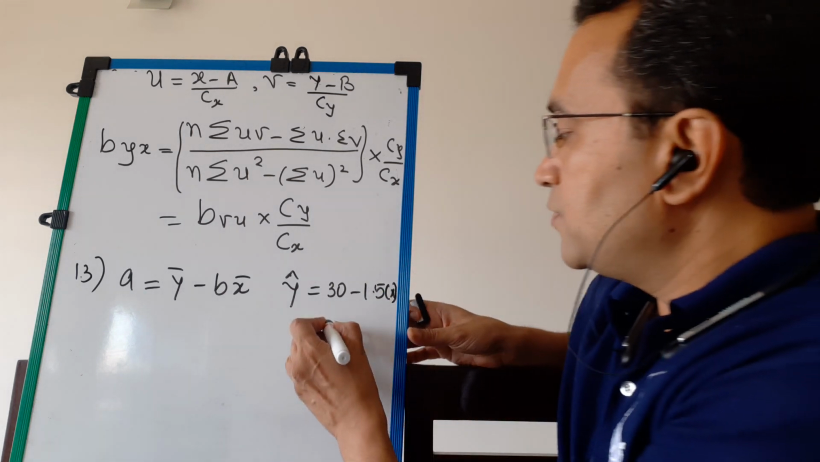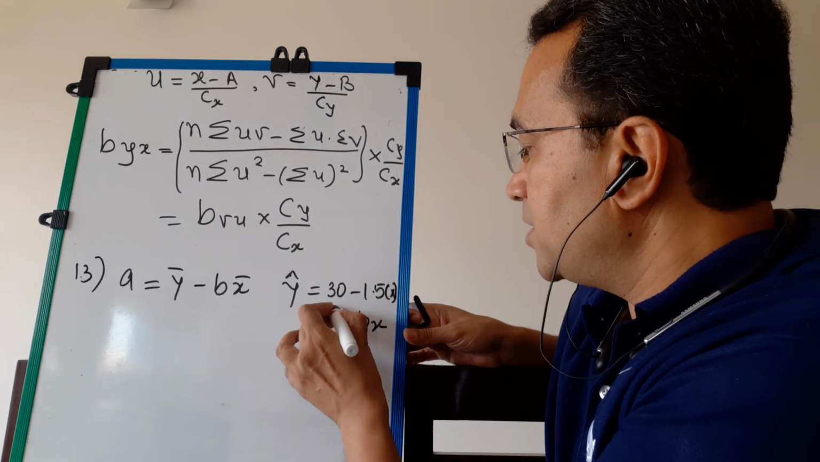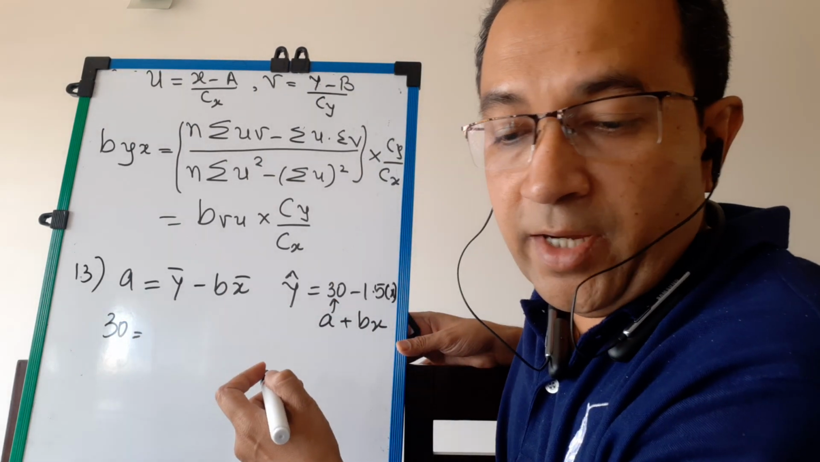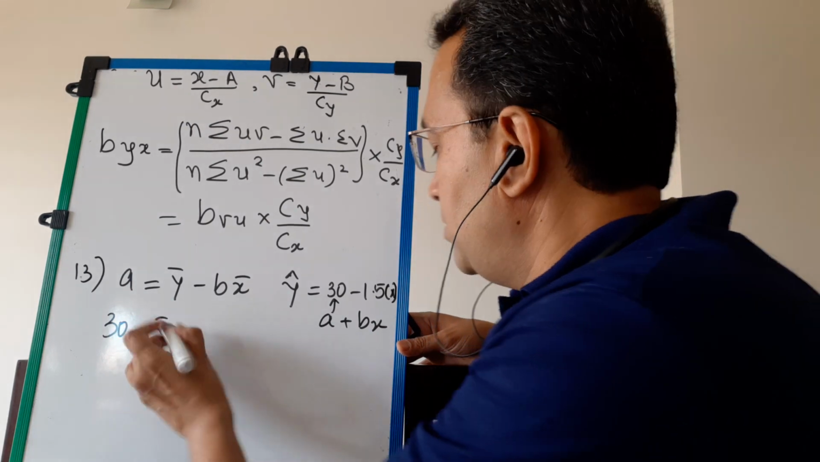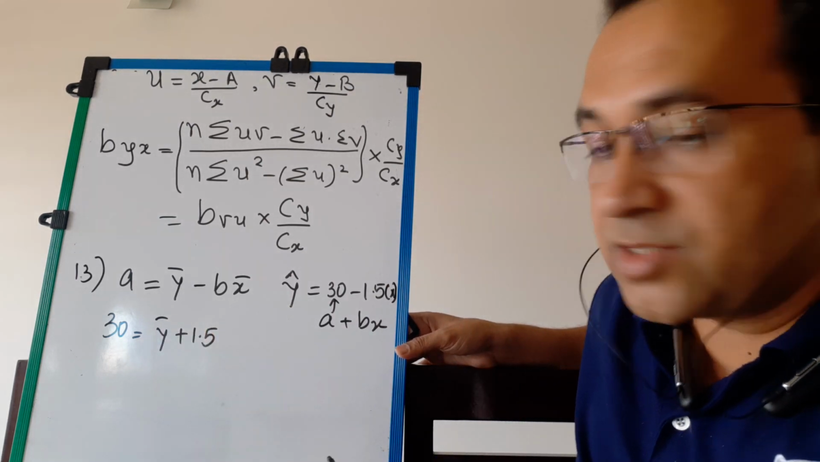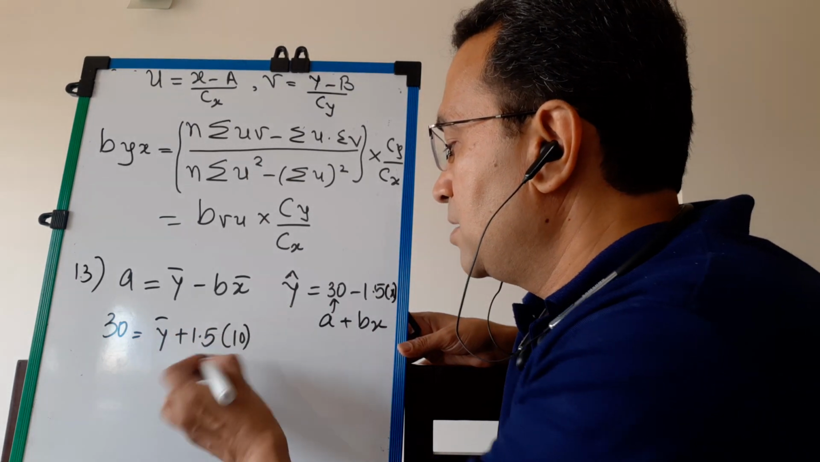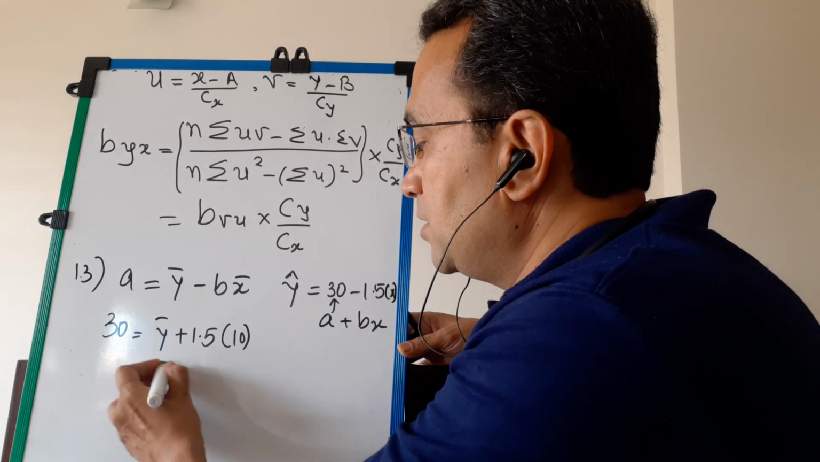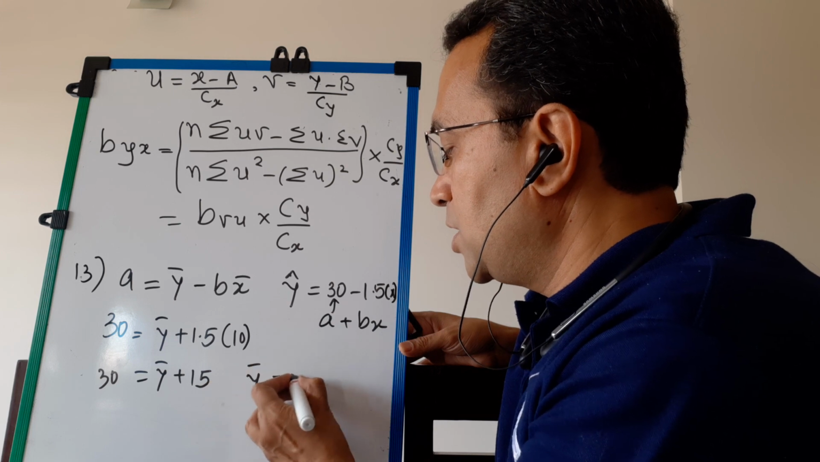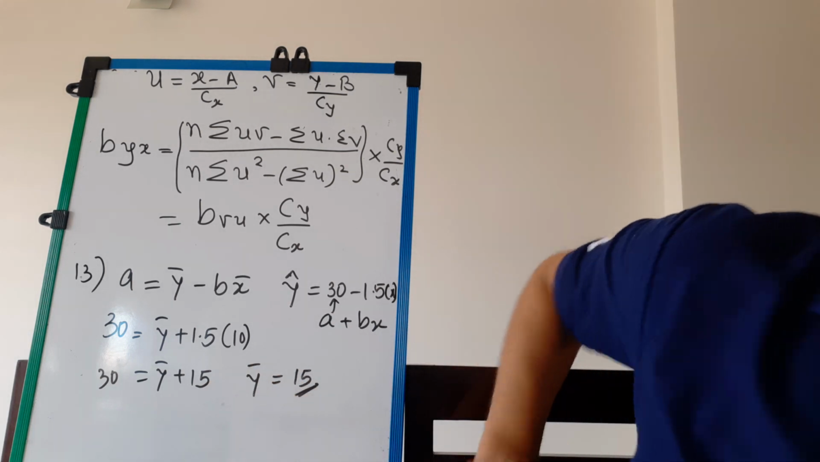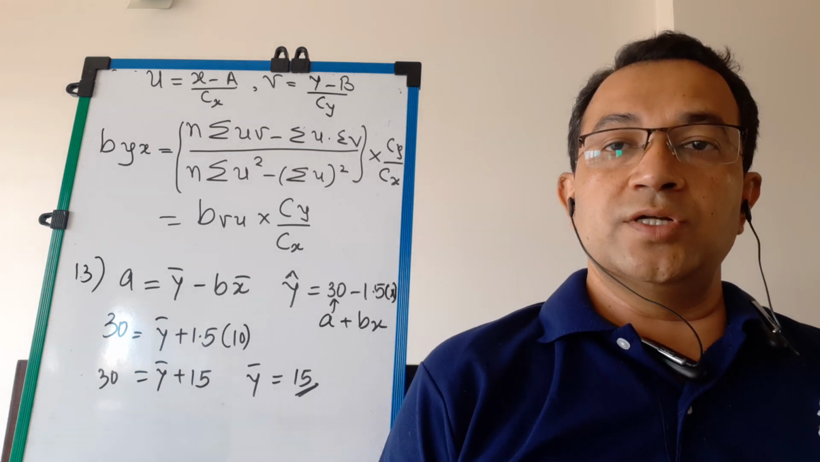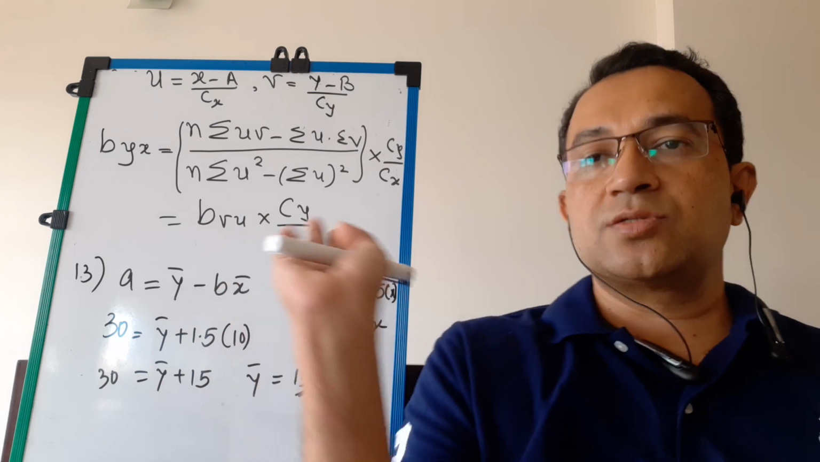So if I compare this with a + bx, a will turn out to be 30. So 30 is equal to ȳ, which we have to find, minus b, and b is −1.5. So minus minus becomes plus, and x̄ is 10. So 1.5 into 10 will give us 15. So ȳ is equal to, students, 30 minus 15. So the answer is how much? 15.